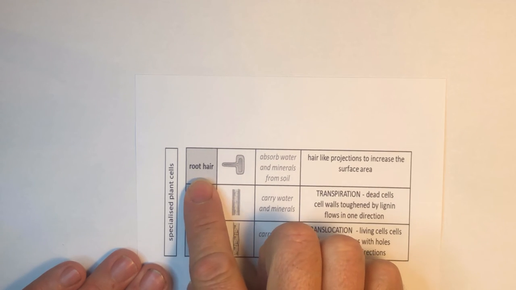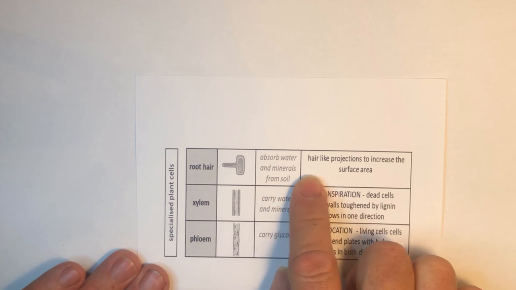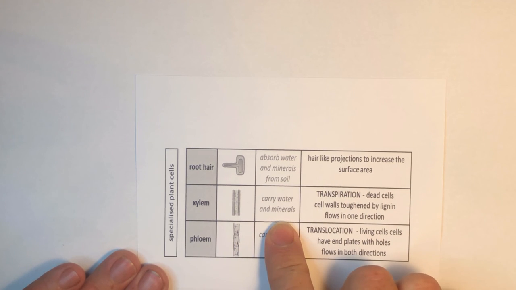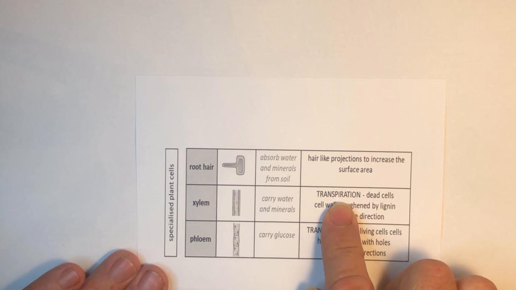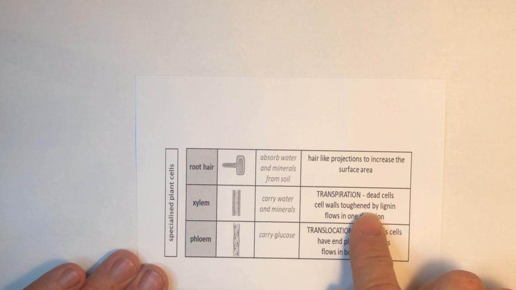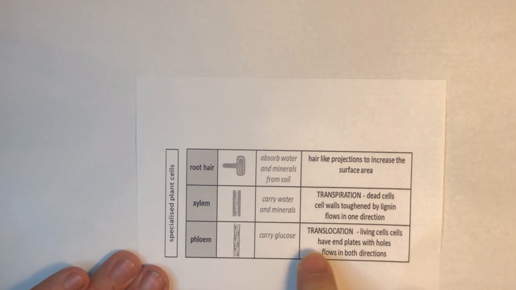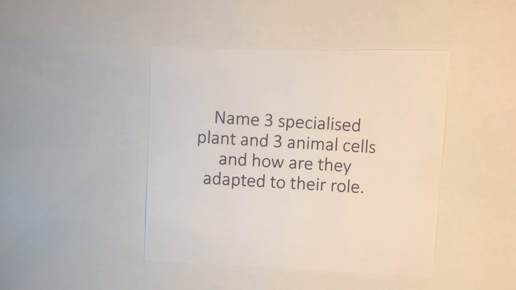In a plant, a root hair absorbs water and minerals from the soil and it has hair-like projections to increase the surface area. Xylem carries water and minerals. This process is called transpiration and it's made up of dead cells, and the cells are toughened by lignin, and it flows in one direction from the soil to basically the leaves. Phloem carries glucose. This is called translocation, and it has living cells, and the cells have end plates with holes, and it flows in both directions. They are the answers to an extended question. Name 3 specialised plant and 3 animal cells, and how are they adapted to their role?